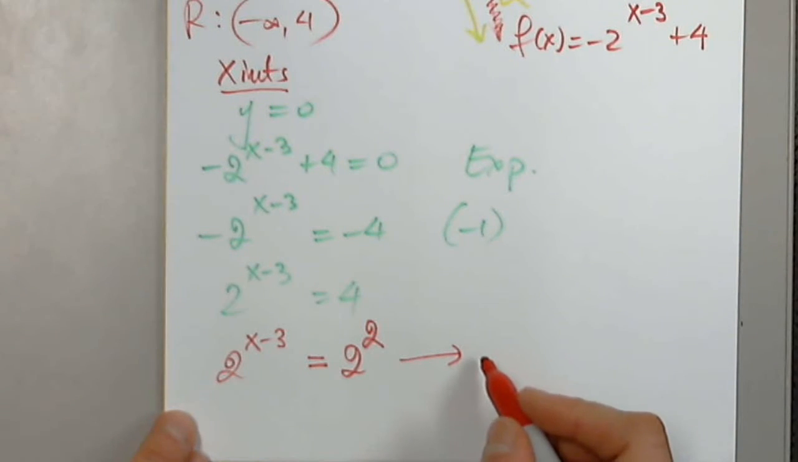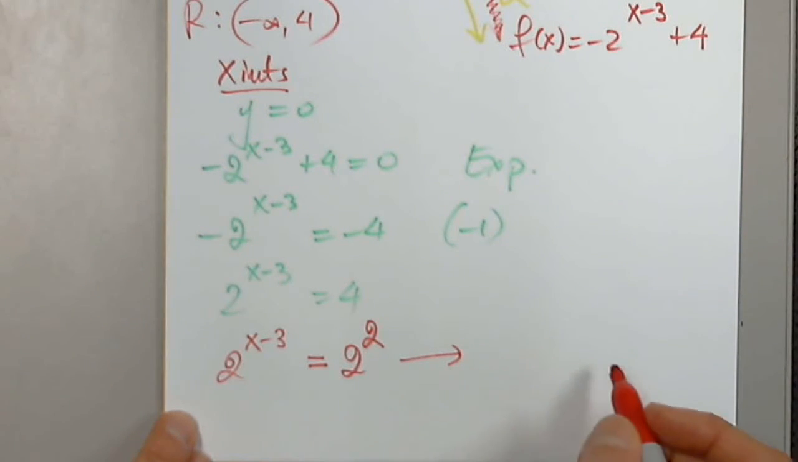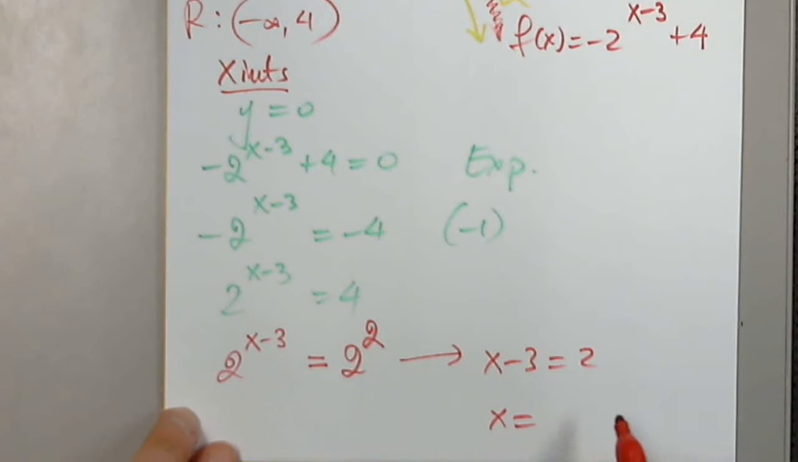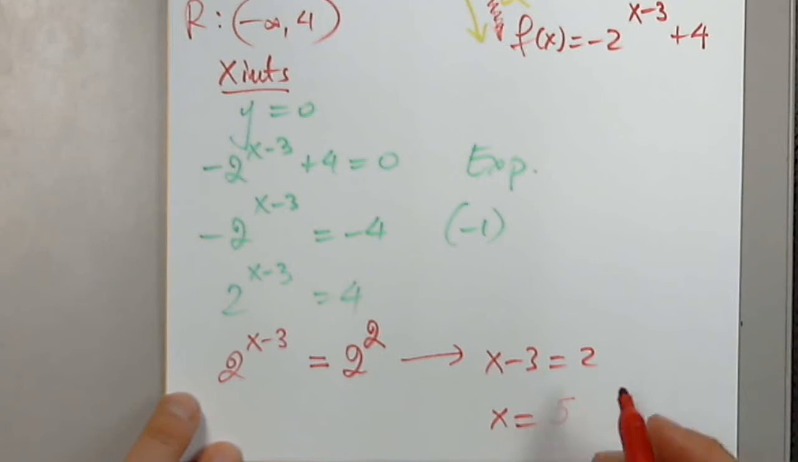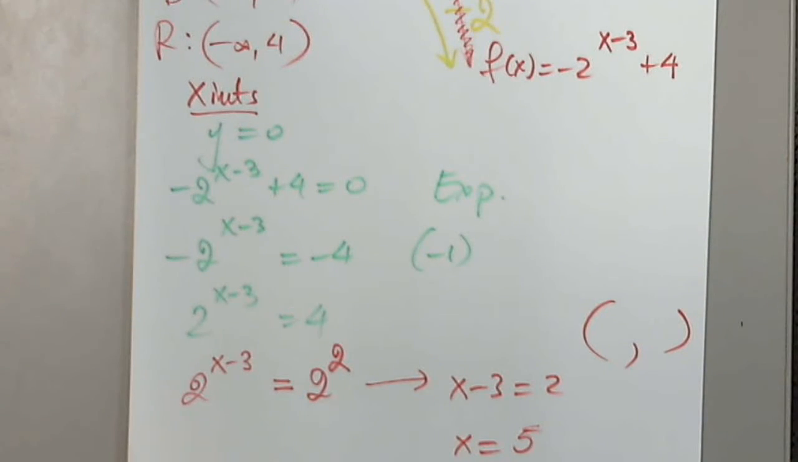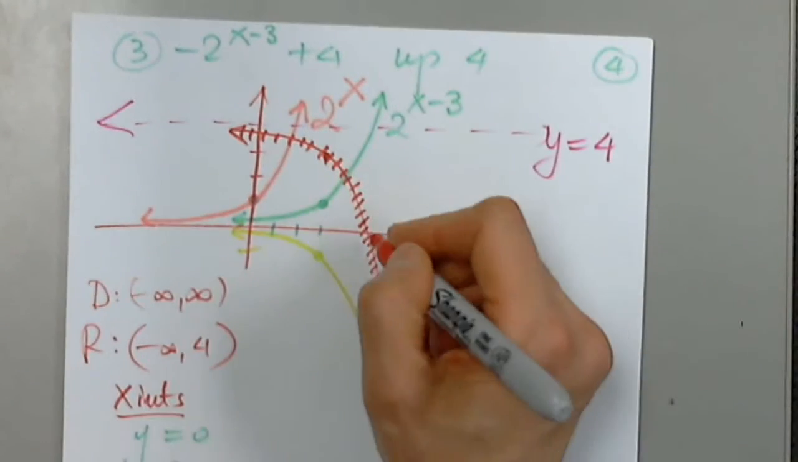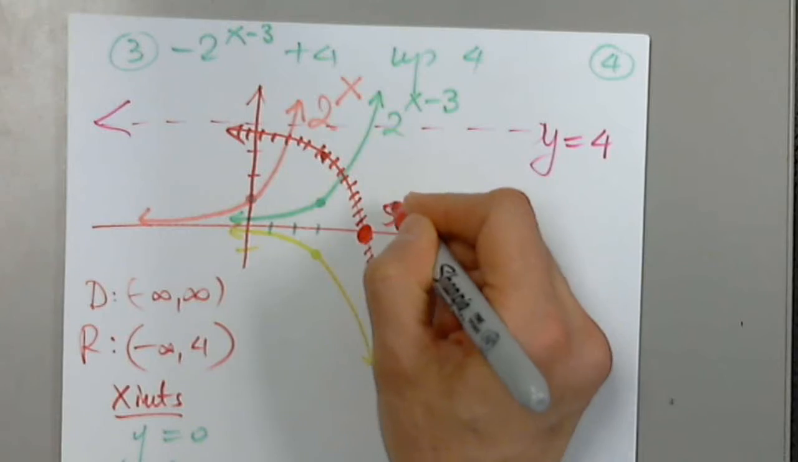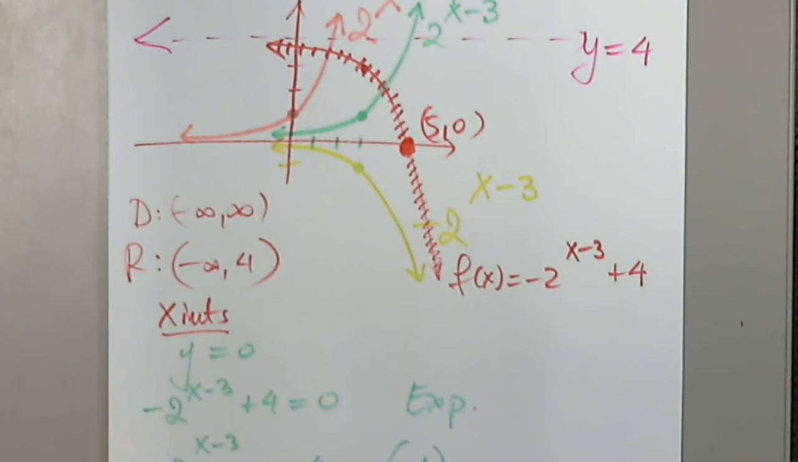The exponents are equal. Okay, so what do I have to write? X minus 3 equals 2. Good, which means x equals? 5. Good. What is the ordered pair that represents the x-intercept? 5, 0. Awesome. Here it is. 5, 0. This is 3, this is 4. I'm close. Not perfect. I wasn't expecting to have a perfect graph anyway.